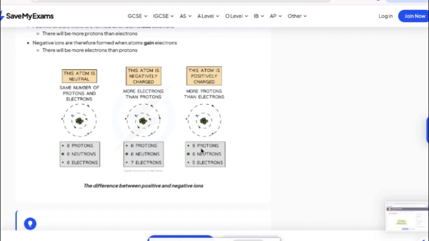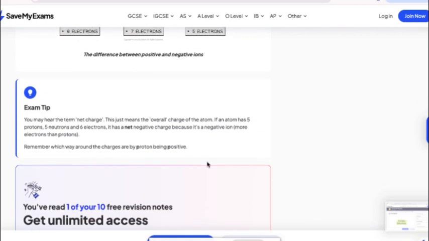Is that okay? Then this one, you see, electrons are less. It has lost an electron. This atom is going to have a positive charge. You're going to write positive on top because it has lost 1 electron. There are more protons now than electrons.